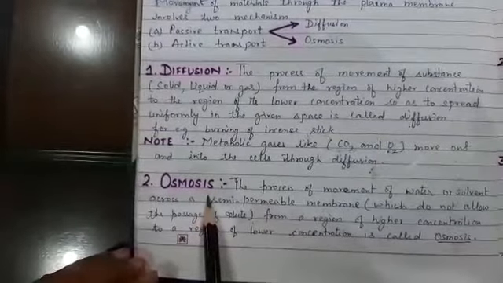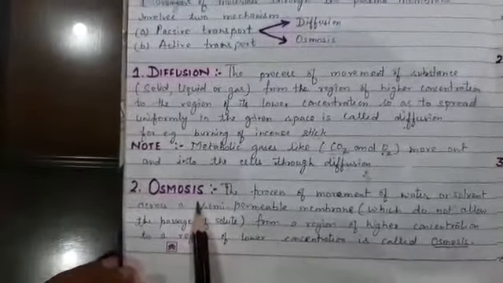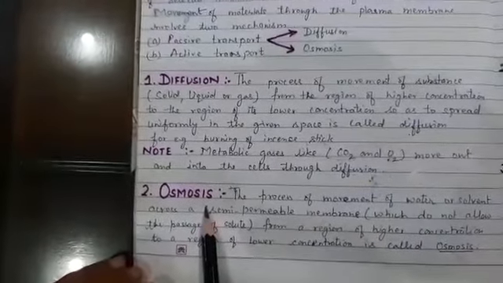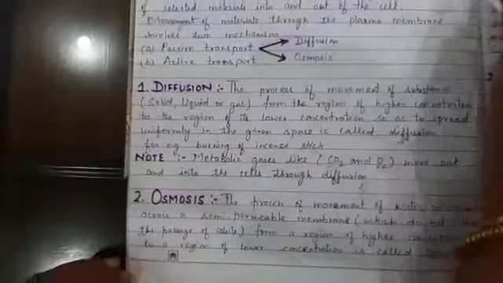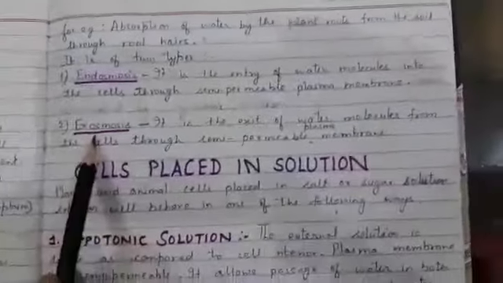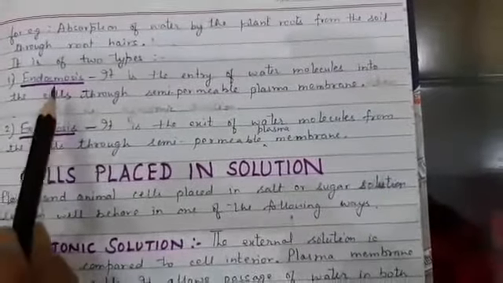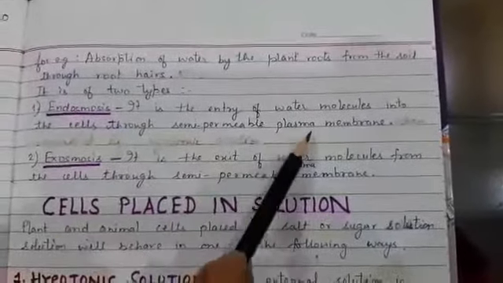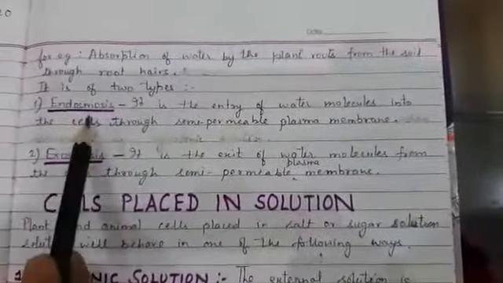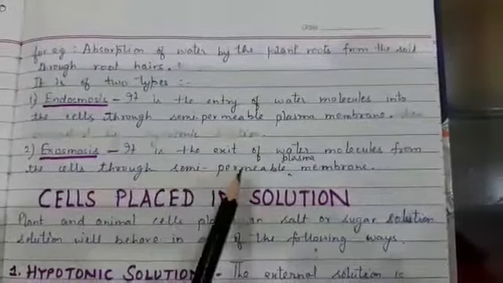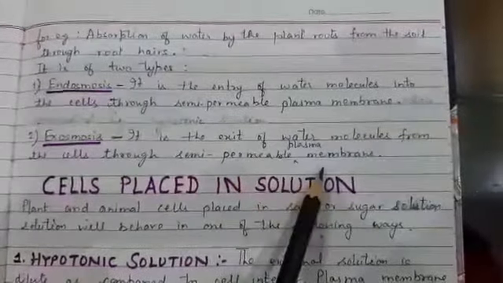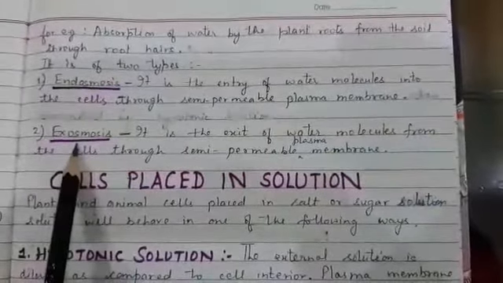Example of osmosis: the roots of the plant absorb water from the soil by the process of osmosis. And osmosis is of two types. Number one is endosmosis and number two is exosmosis. When the water molecules get inside the cell through the semi-permeable plasma membrane, it is called endosmosis. And when the water molecules come outside of the cell through the semi-permeable plasma membrane, it is called exosmosis.